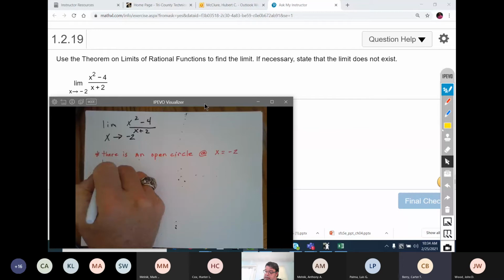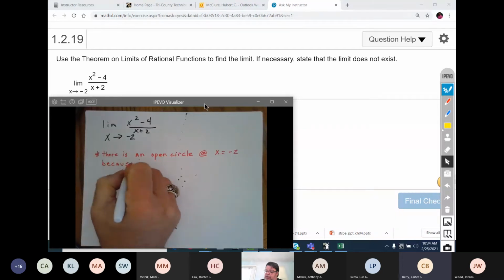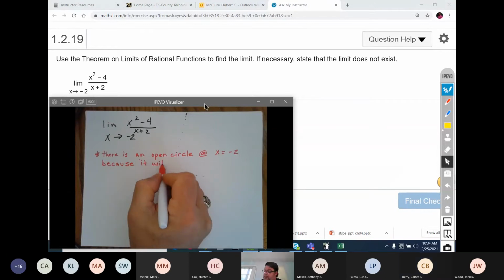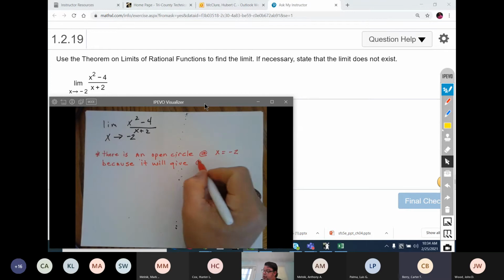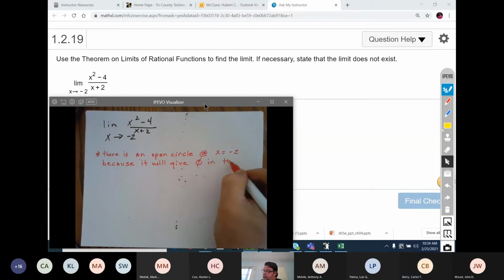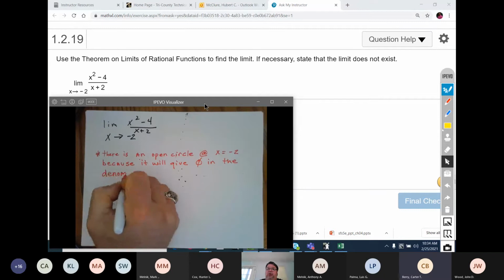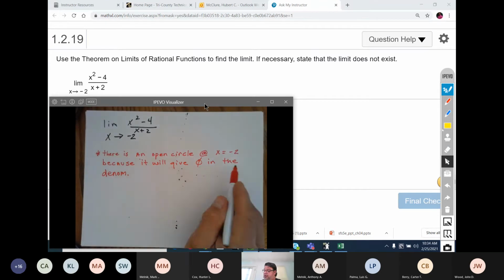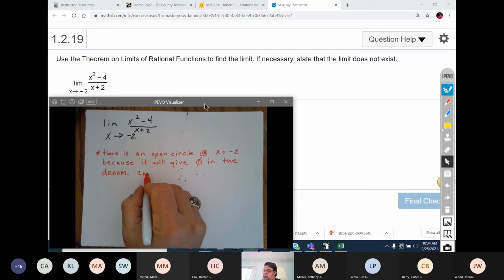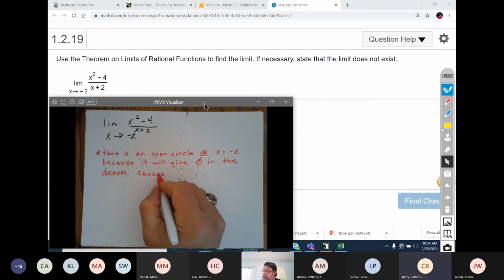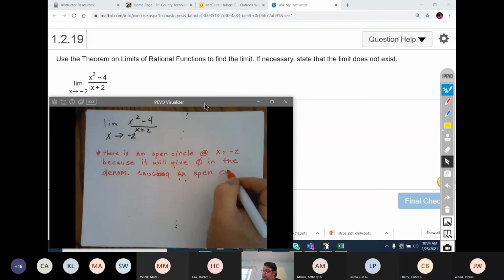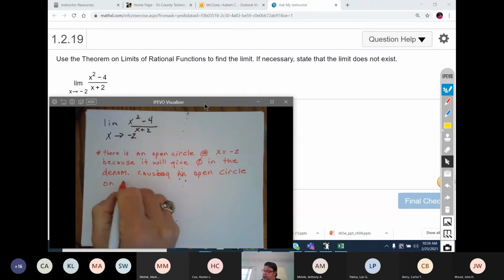Because x can never equal -2. Look, what will it give you if it does? An undefined number. It will give you 0 in the what? Denominator. Thank you. Appreciate the interaction. There is an open circle at x is equal to -2 because it will give you a 0 in the denominator, causing an undefined number, causing an open circle on the graph.